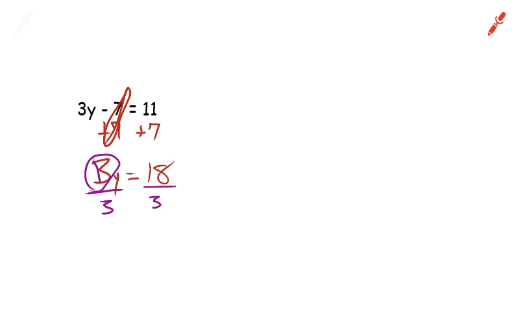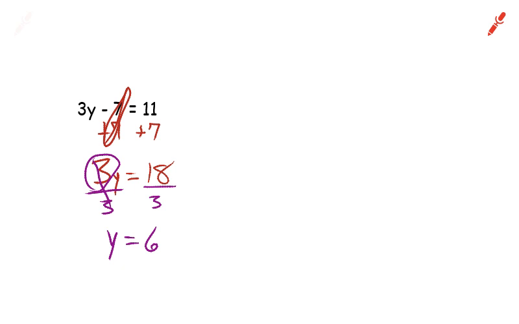So now I look at that minus 7, and the inverse operation of minus 7 is plus 7. So I'm going to add 7 to both sides. These two 7s are going to cancel out, leaving 3y on the left-hand side. And 11 plus 7 is going to give me 18. Now, I need to get rid of this 3 still. So I'm going to go ahead and use the inverse operation of multiplication, which is division. And I'm going to divide both sides by 3. These two 3s cancel out, and I get y equals 18 divided by 3, which is 6.